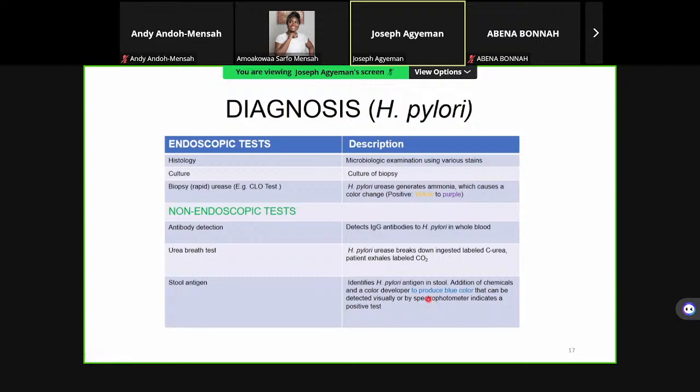Are you okay with the H. pylori detection test? But focus on the urea breath test. If you have any question here, please ask.